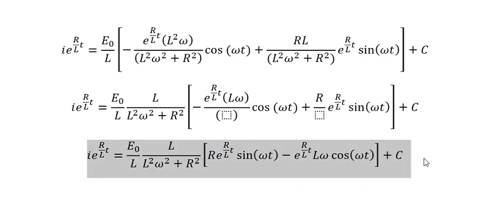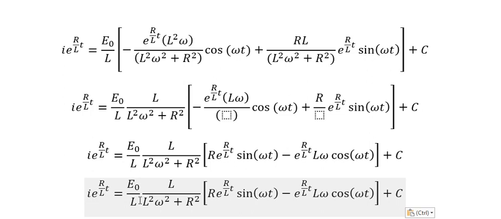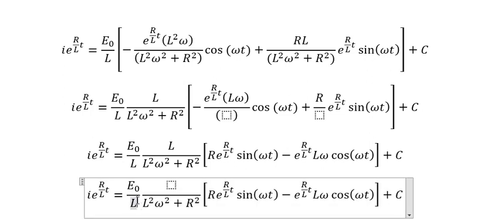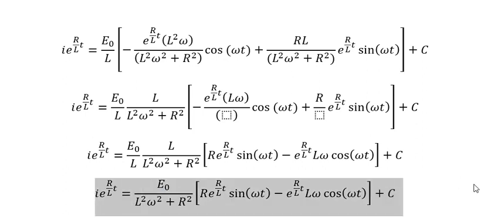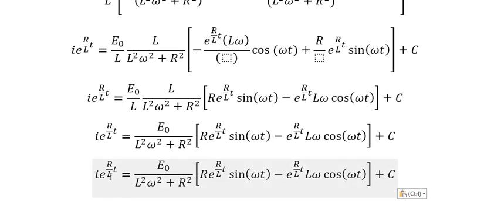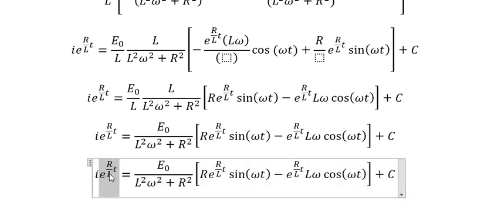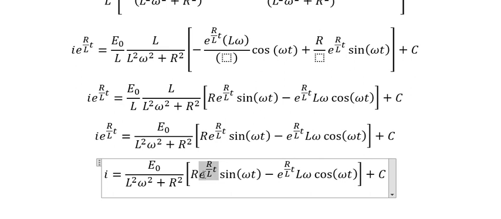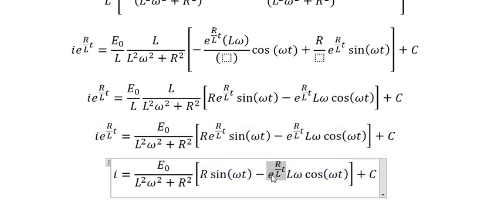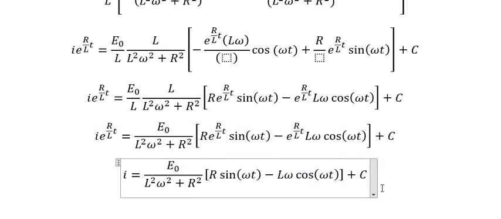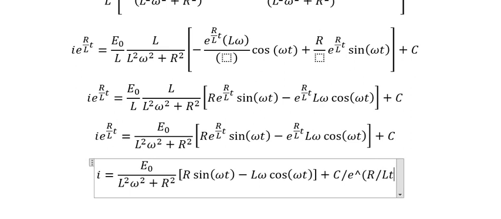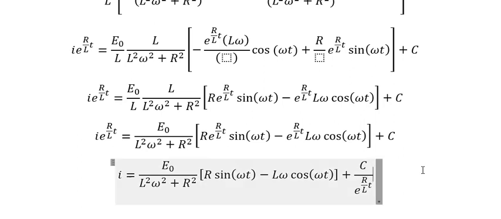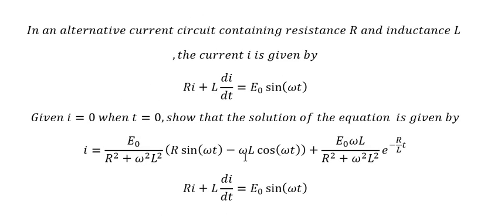Now we simplify L and L. So now we just have this one here. Next, we divide both sides by e to the power of R over L t. So we have the conditions.